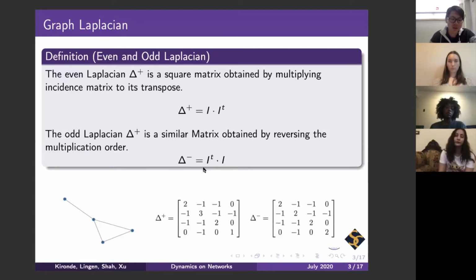This is going to be a very similar matrix, but with size E times E, where E is the number of edges in the graph. During our summer research, we compared the two Laplacians to see the similar and different properties they exhibit. Here is an example of a graph and its even and odd Laplacian respectively.